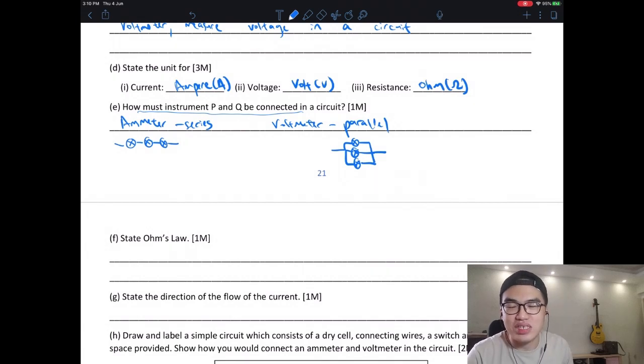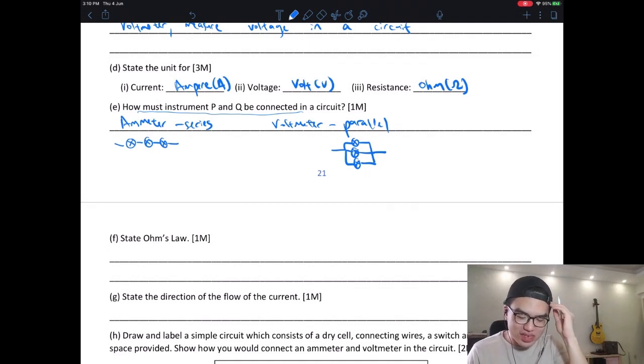Not a series. So you might ask, sir, why is the ammeter using series and voltmeter using parallel? This is physics stuff again, like I said, so you don't need to know. If you must know, welcome to form 4. We will learn this in form 4.